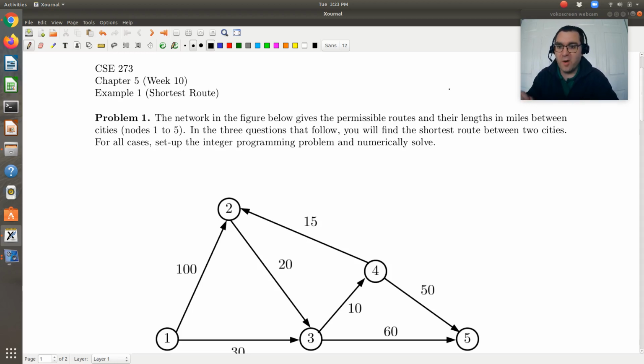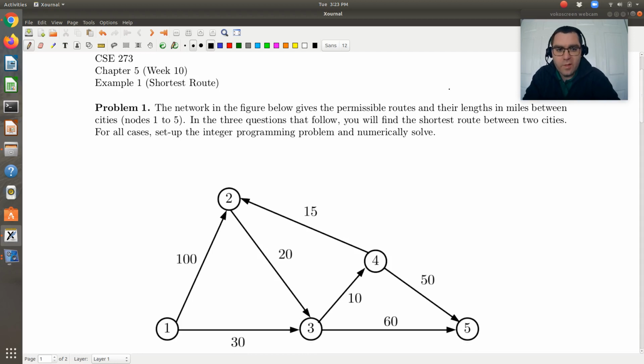So here we go. The network in the figure below gives the permissible routes and their lengths in miles between cities, nodes 1 to 5. In the three questions that follow, you will find the shortest route between two cities. For all cases, set up the integer programming problem and numerically solve.